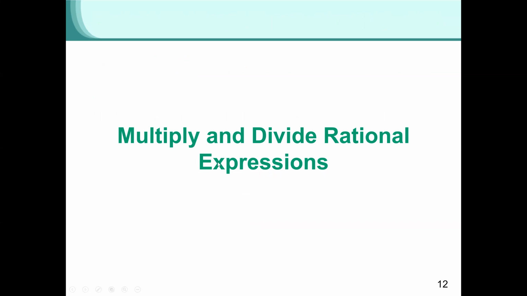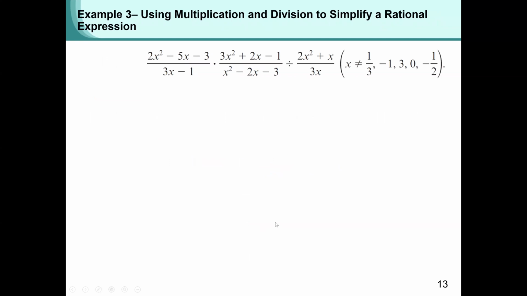So next we do the multiplication and also division of rational expressions. We already know the rules for division of, again, rational fractions. So here, this is my question now. We have 2x squared minus 5x minus 3 divided by 3x minus 1 times 3x squared plus 2x minus 1 divided by x squared minus 2x minus 3. This is divided by 2x squared plus x divided by 3x.